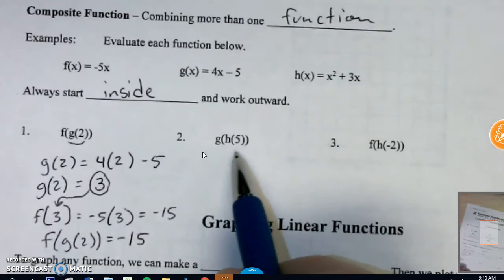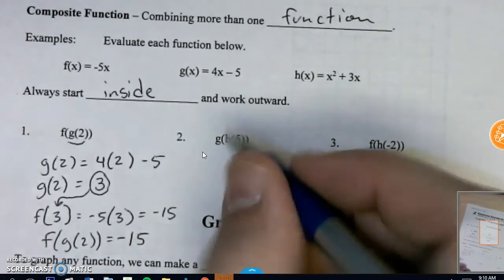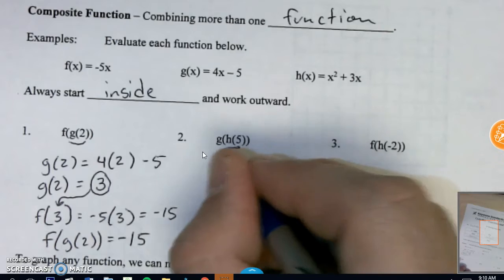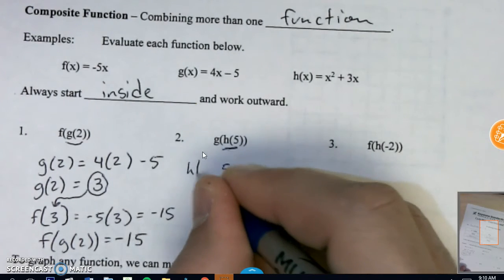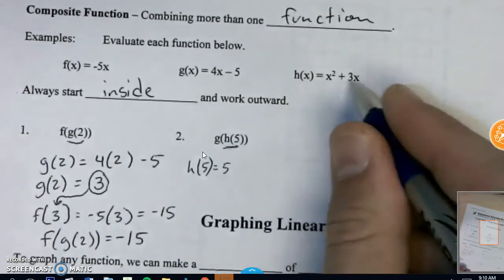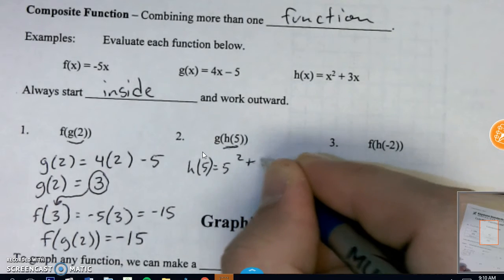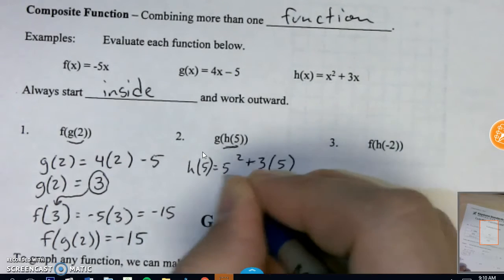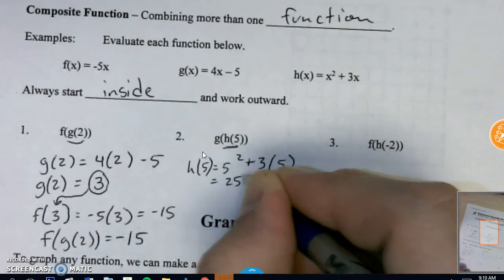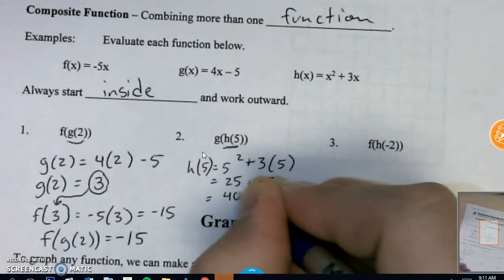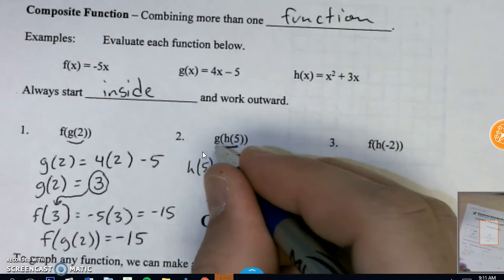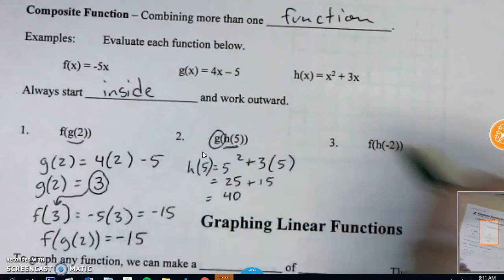Likewise, when you go to evaluate again, you start from the inside, so I'll do one more here. So h of 5, we find h of 5 first, so we have 5, let me write that here, h of 5 is equal to 5 squared plus 3 times 5. That's equal to 25 plus 15, which is equal to 40. And then I'm going to evaluate the g function because it's on the outside. It's my next function to evaluate for.